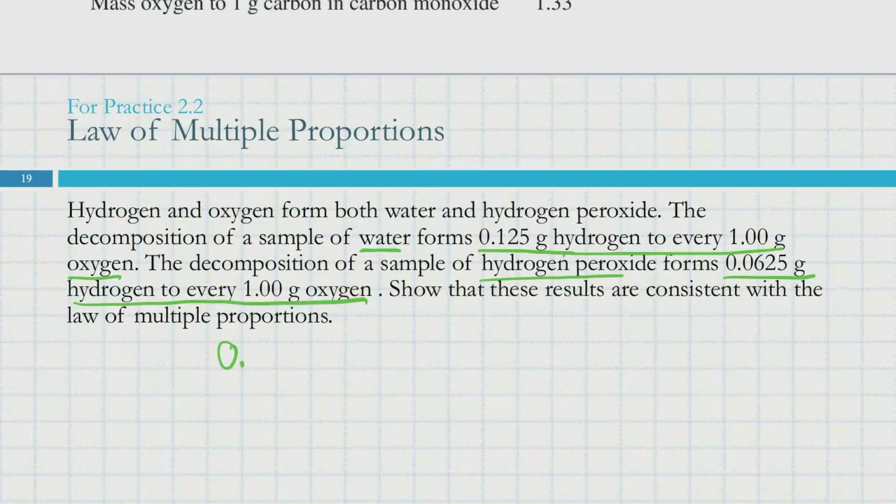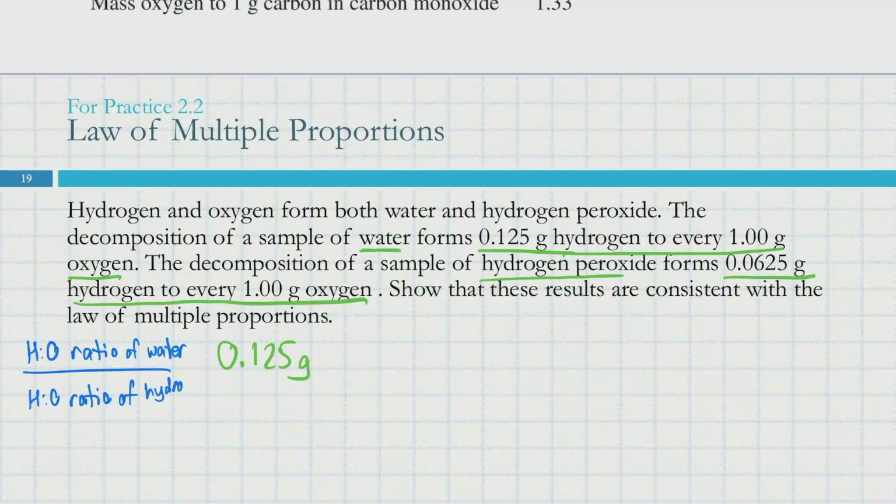So we're going to take 0.125 grams, the ratio of water, the H to O ratio of water, over the H to O ratio of hydrogen peroxide, which is 0.0625 grams. That gives us a value of 2. Since we got a value of 2, that's a small whole number. That's consistent with the law of multiple proportions.